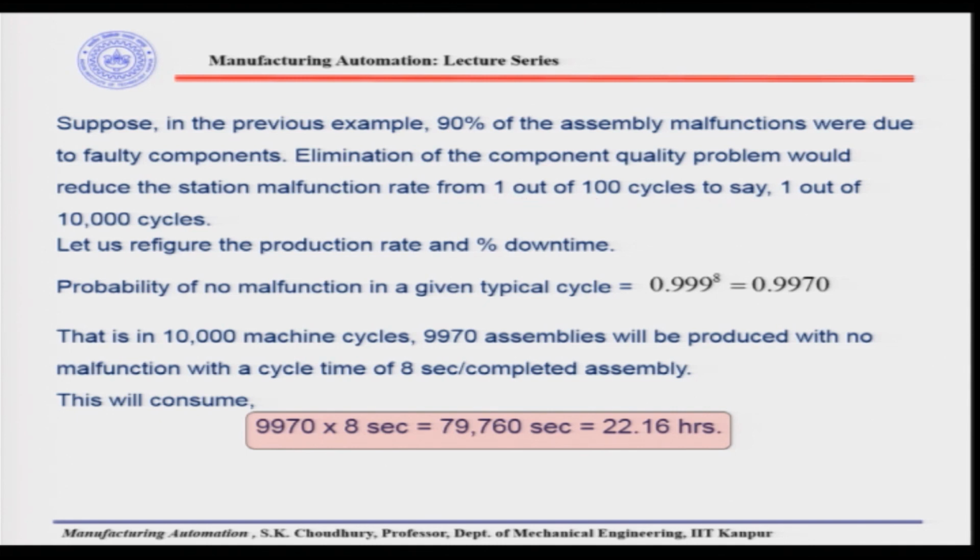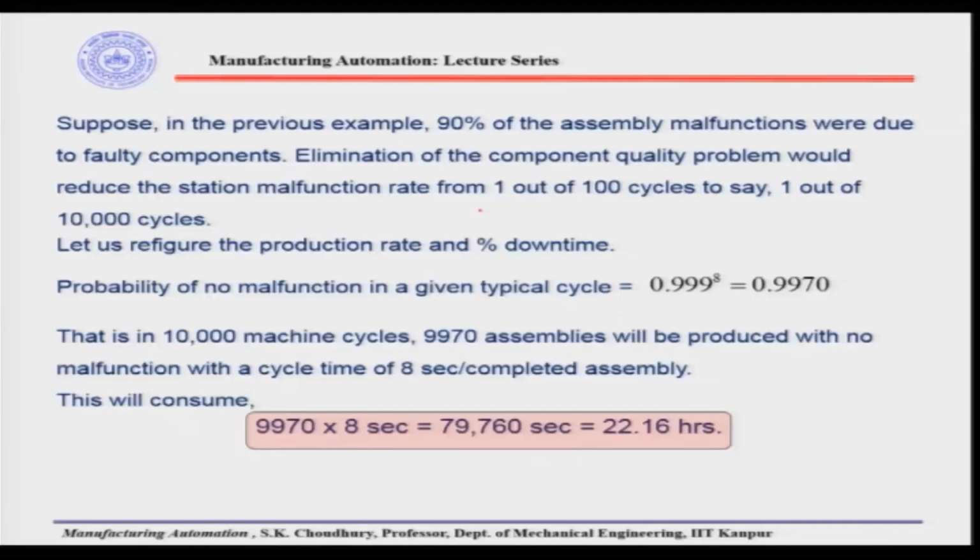Suppose in ideal condition, that means we have improved the quality of the parts which will go to the assembly. Because of the higher quality of the parts, now the machine breakdown will be less. Let us suppose that earlier we had 1 out of 100 cycles breakdown, now it will be 1 out of 10,000 cycles breakdown. Let us refigure the production rate and the percentage of downtime because of that.